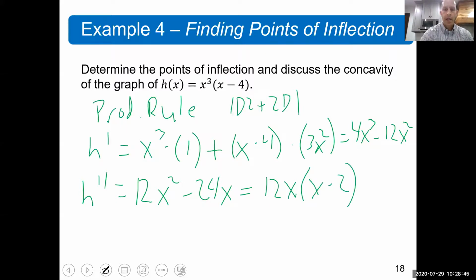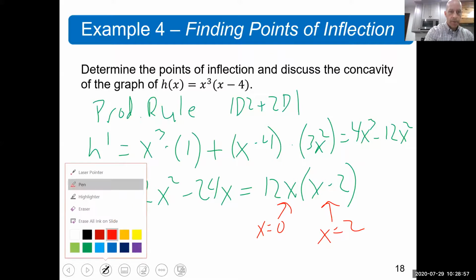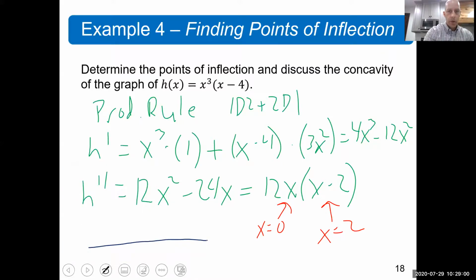So we can see that we have some critical numbers of the second derivative at x equals 0 and at x equals 2. And so once again, what we're going to do is we're going to do our little chart. We're going to put 0 here. We're going to put 2 there. And then we're going to start making values in between and testing it with this second derivative.